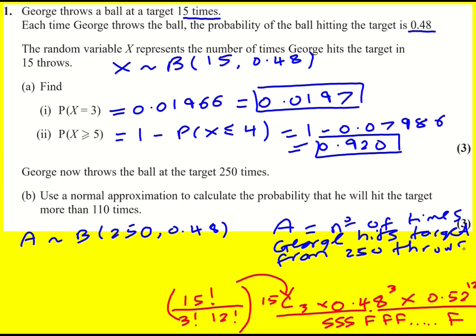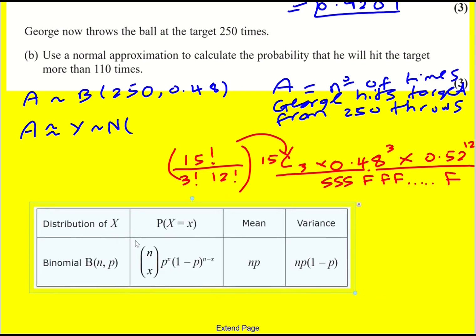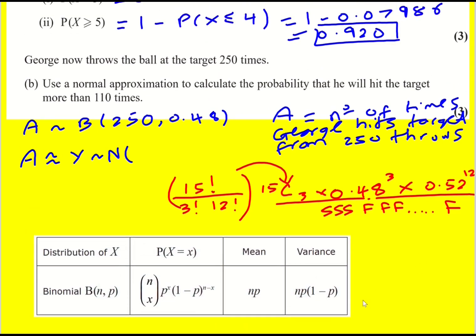But we want to use a normal approximation. So let's say A is approximately Y, which is then a normal distribution, and we can work out the mean and the variance. There's a handy formula given in the formula book for this. First one's quite intuitive, like if you flipped a coin 100 times, you'd expect to get 50 heads. That would be your expected value or your mean, because it's just the number of trials times the probability. Same thing here, 250 times 0.48, that ends up being 120.